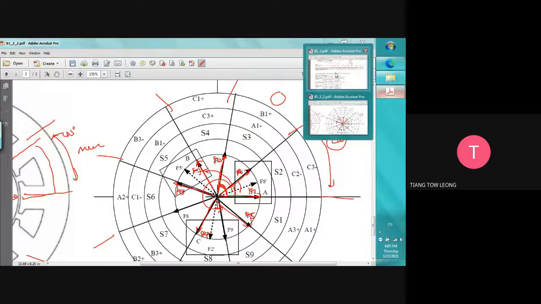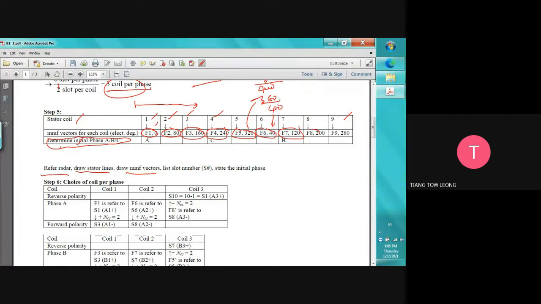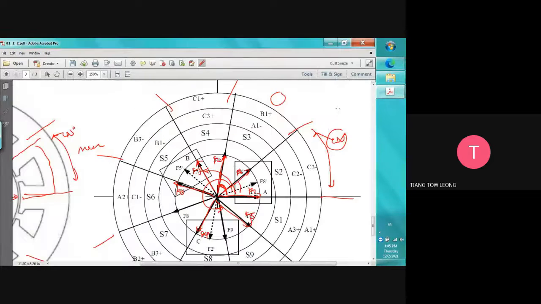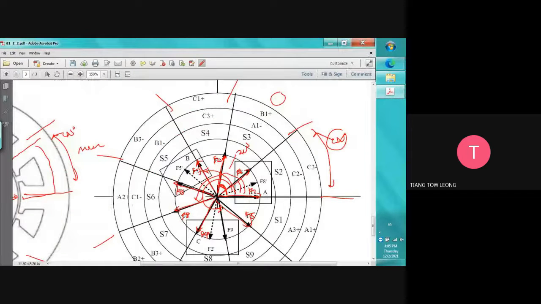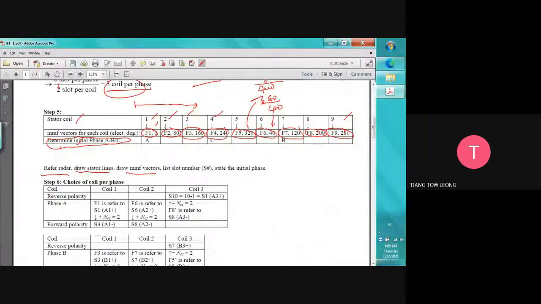Okay. And then F8 200, which means from here to here it is 200 degree. So we jot down F8. And then F9 280. So from here go to here is F9. So it's quite messy. So this is how we put all the MMF in the radar. Okay, draw the MMF vector.